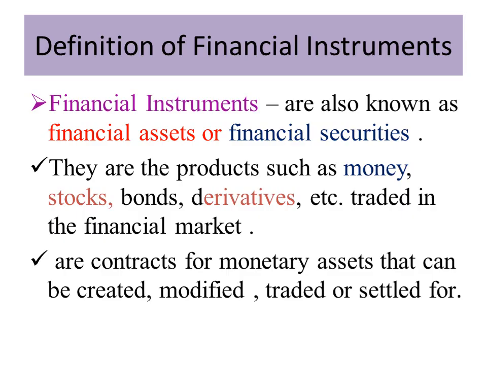Financial instruments are also known as financial assets, or we call them financial securities. But security is the general name for financial instruments. They are products such as money, stocks, bonds, and derivatives, traded in financial markets. They are contracts for monetary assets that can be created, modified, traded, or settled.